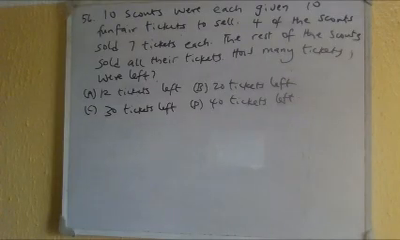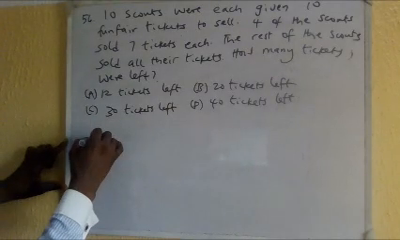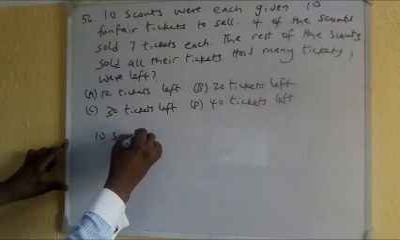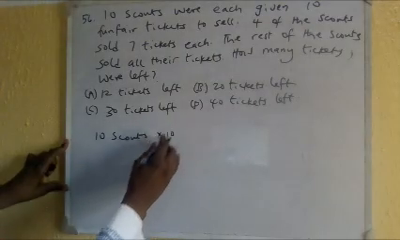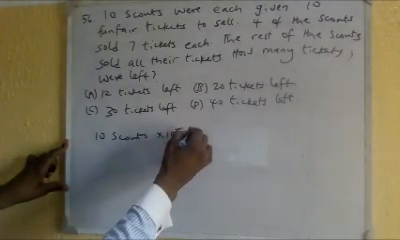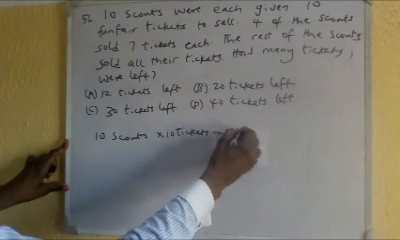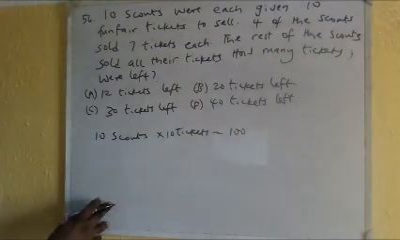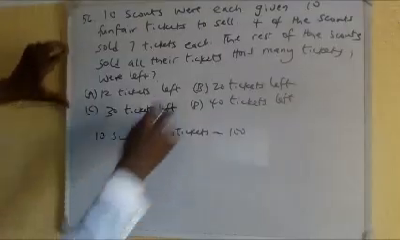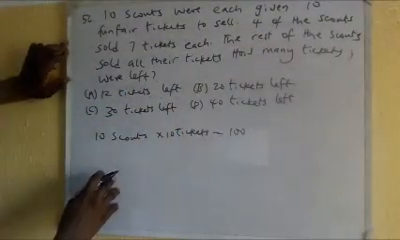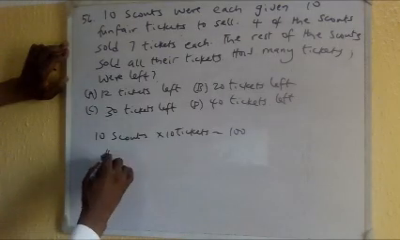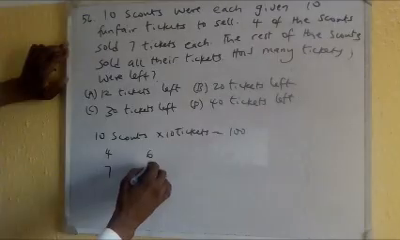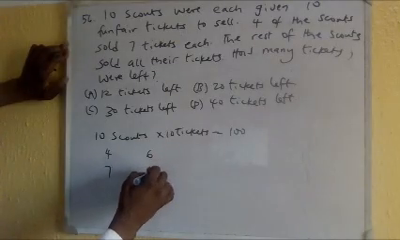Okay, so I have 10 scouts given 10 tickets each. So the total number of tickets that we have is 100. But they said 4 of the scouts sold 7 tickets. So if 4 sold 7, then out of 10, the remaining 6 sold everything. They sold the 60.